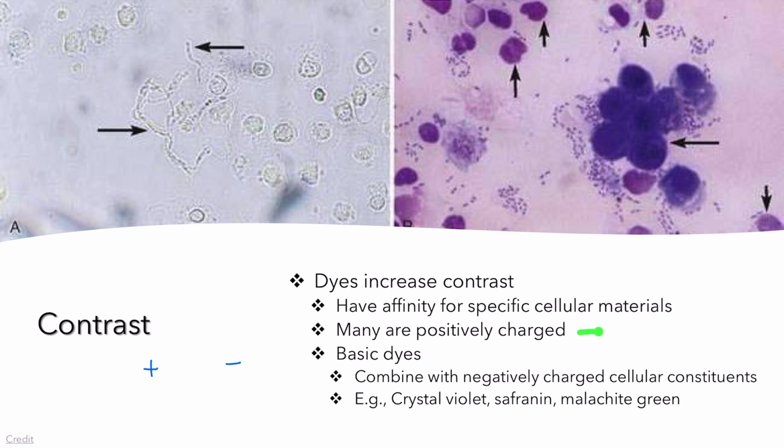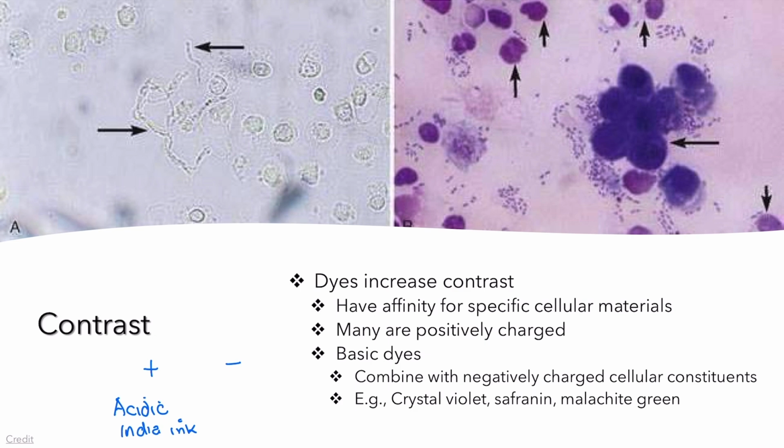Positively charged stains are known as basic dyes, and they combine with negatively charged cellular components. So they will be attracted to anything that's negatively charged on the cell surface. Examples that you'll see in lab: crystal violet, safranin, malachite green. We also have acidic dyes. And these are negatively charged dyes that are attracted to positively charged cell constituents, such as India ink. So India ink is a great example of an acidic dye.